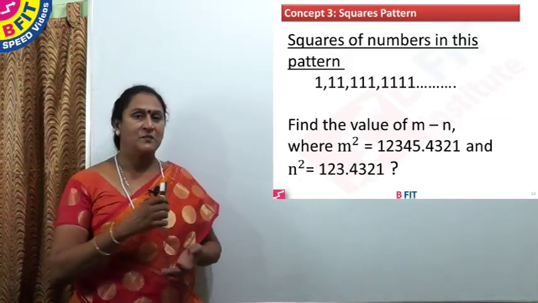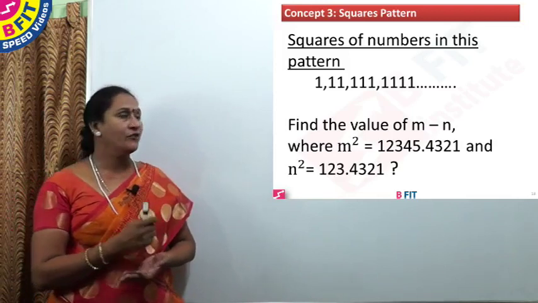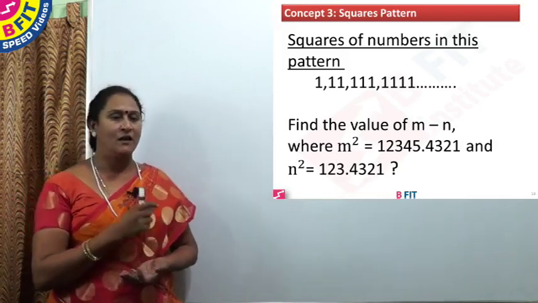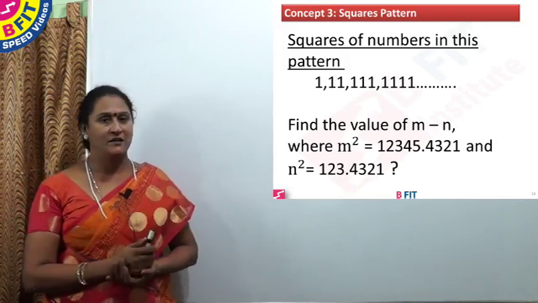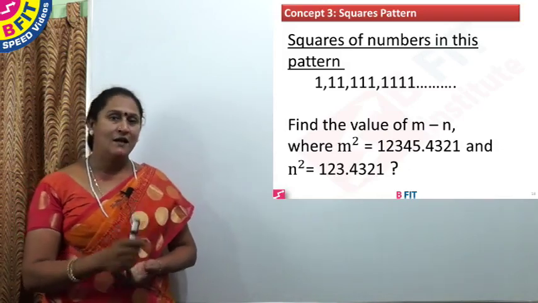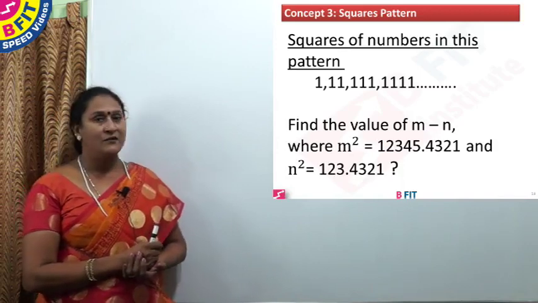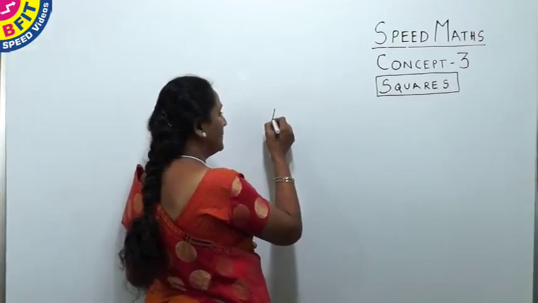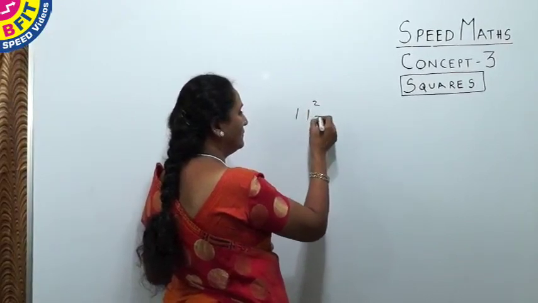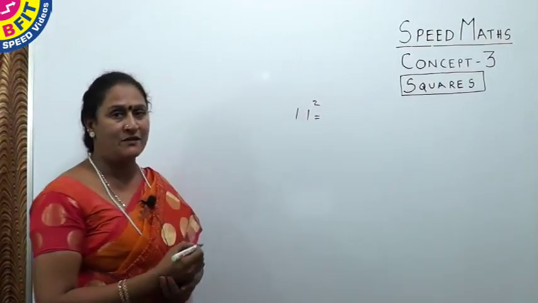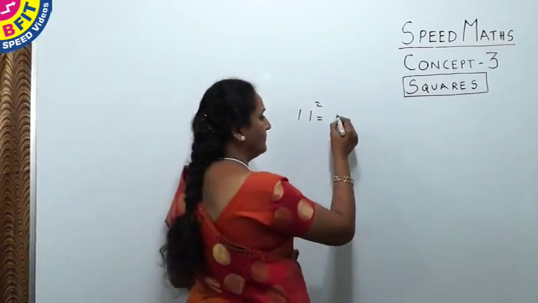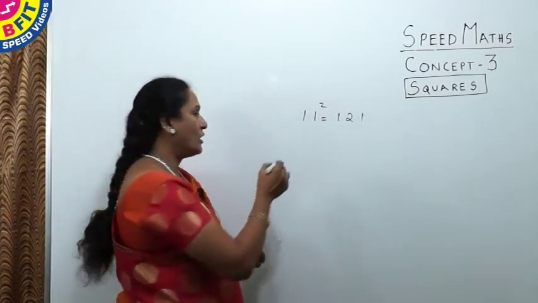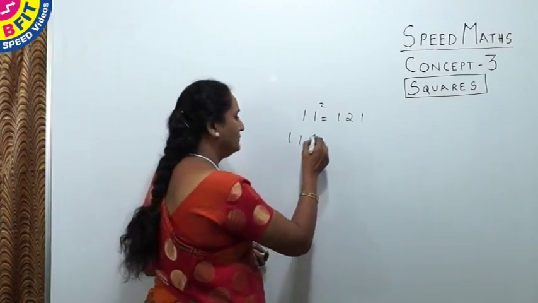So we'll see the next pattern, where we are going to find squares of numbers made of many ones: 1, 11, 111, 4 ones, etc., followed by an example question. We'll see what the pattern is for these numbers. When you square 11, what is 11 squared? It is 121. So what will be 111 squared?